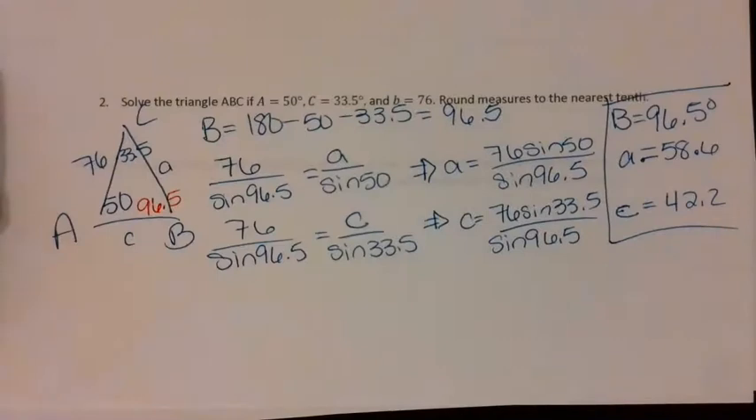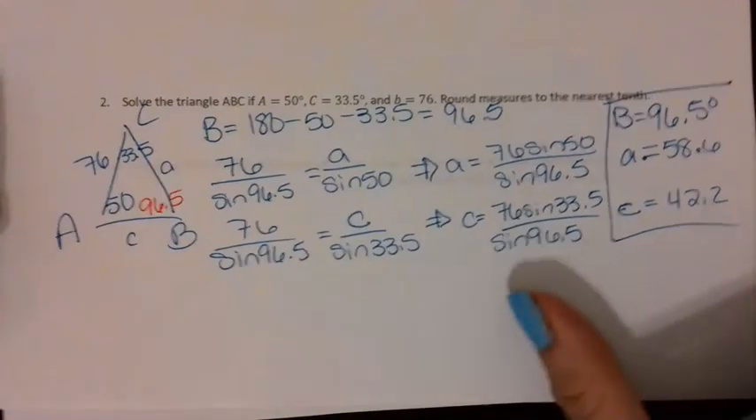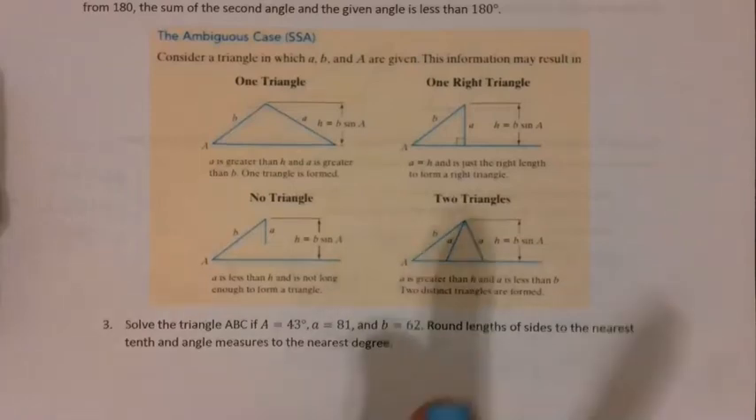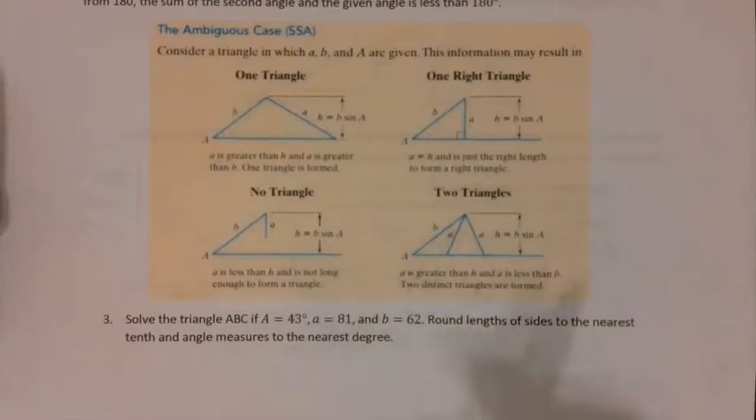Okay. The third case of triangles is when I am given two sides and an angle. It can either end up with one triangle, a right triangle, no triangle, or two triangles. So basically one triangle, no, or two. So I need to go and check to make sure my answers work.